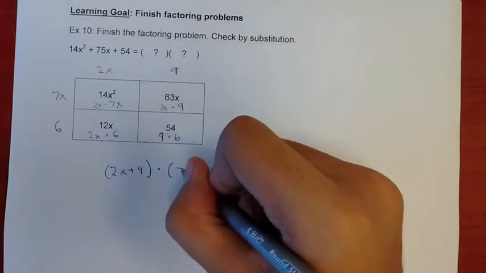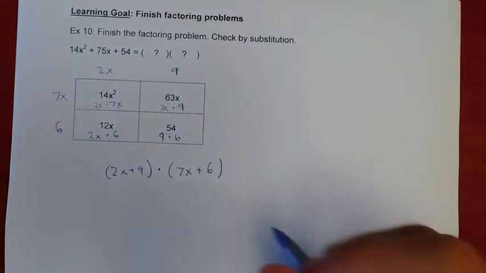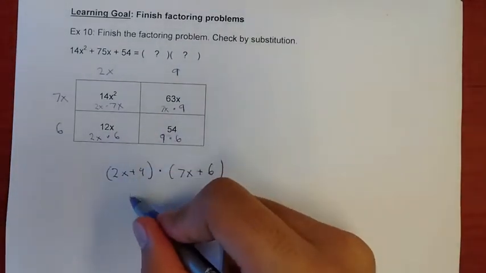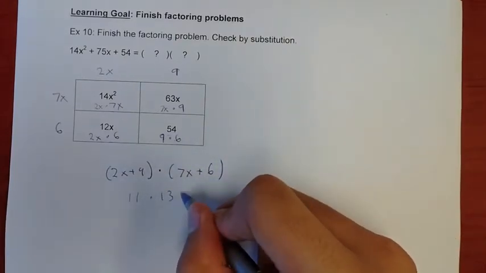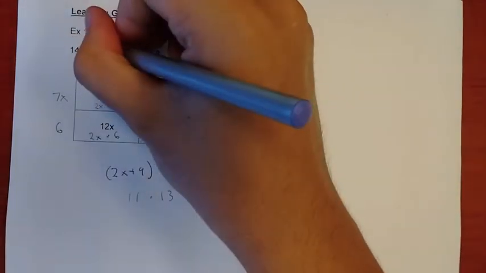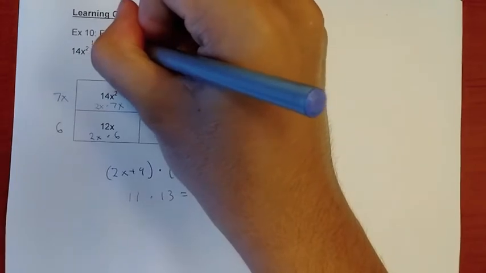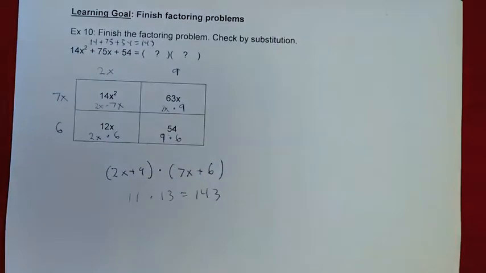times 7x plus 6. And to check by substitution, 2 plus 9 is 11, and 7 plus 6 is 13. And these multiply to 143. And 14 plus 75 plus 54 is also equal to 143. So we can be reasonably sure our answer is correct. Now go ahead and pause the video and discuss with your neighbor what happened in this example.